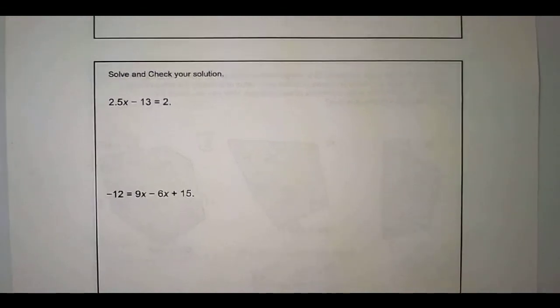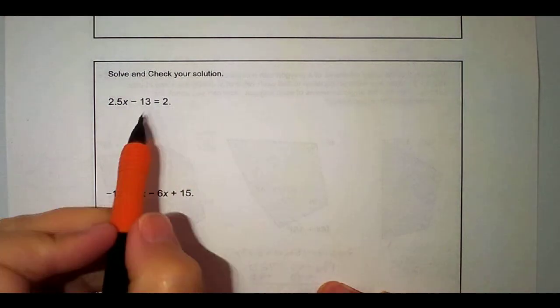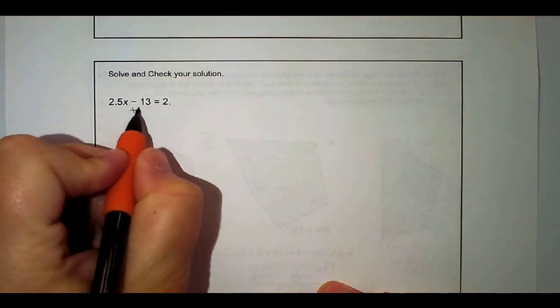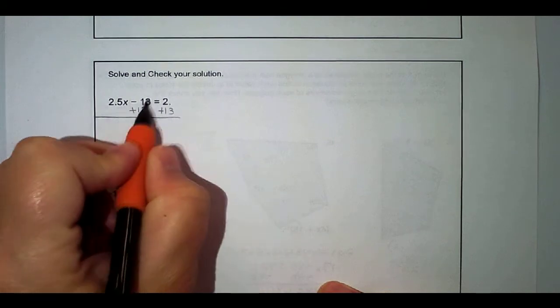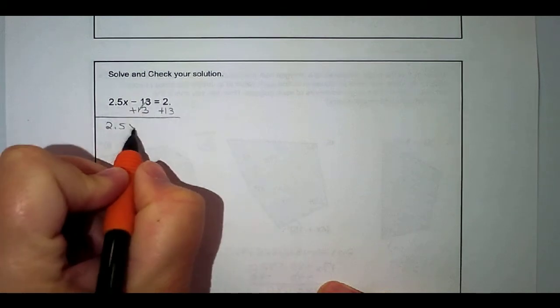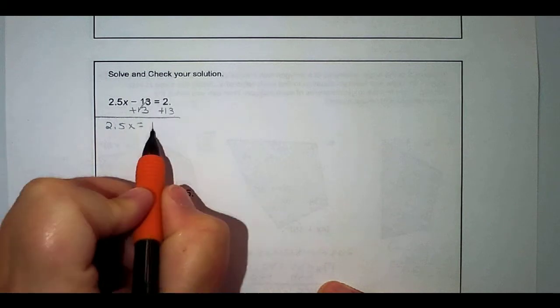We're coming down here to this next example. We have 2.5x minus 13 equals 2. So our first thing that we need to do is work on getting that 2.5x by itself. If I'm subtracting 13, to get rid of it, I add 13. Whatever I do to one side, I have to do to the other. So now I have 2.5x equals 15.